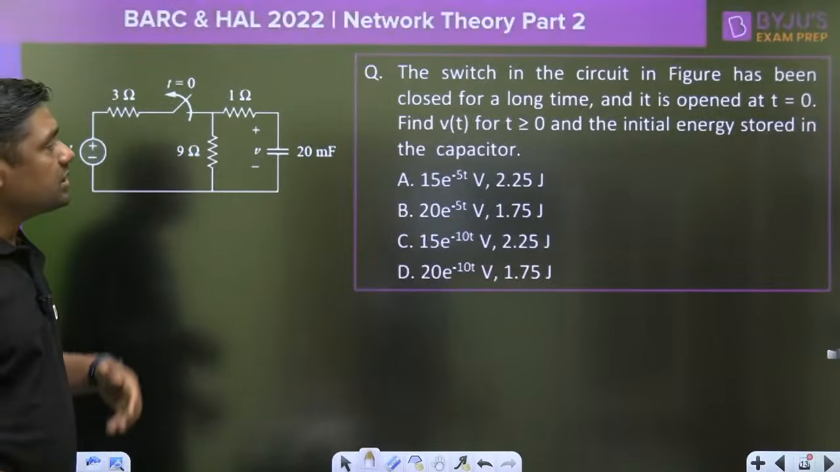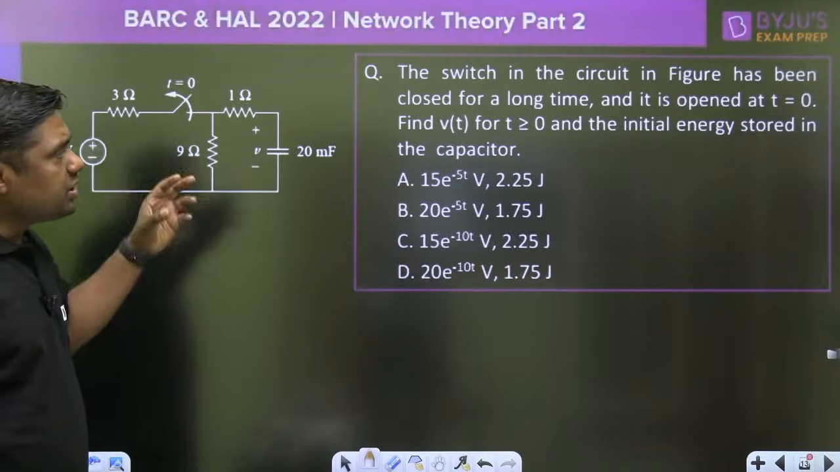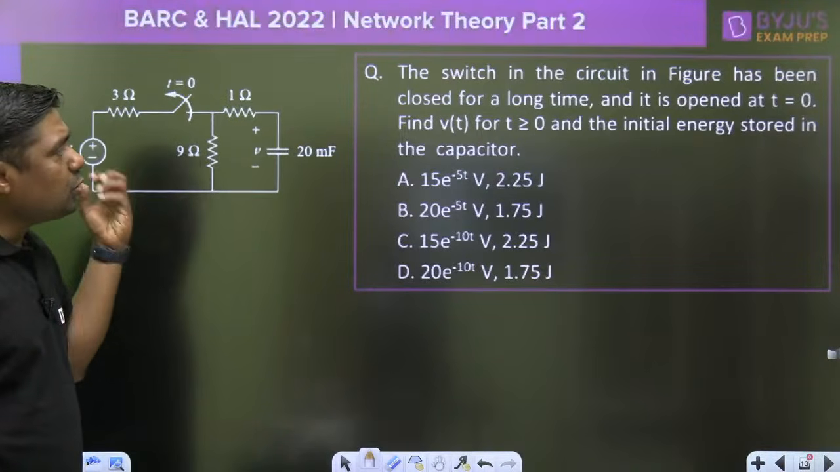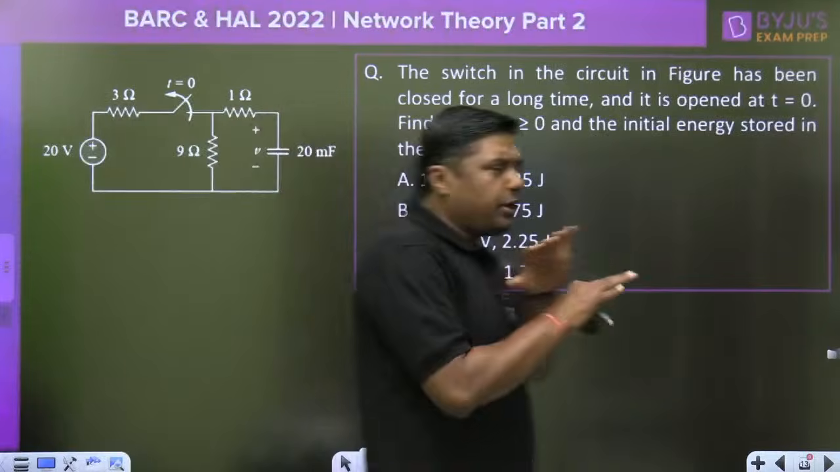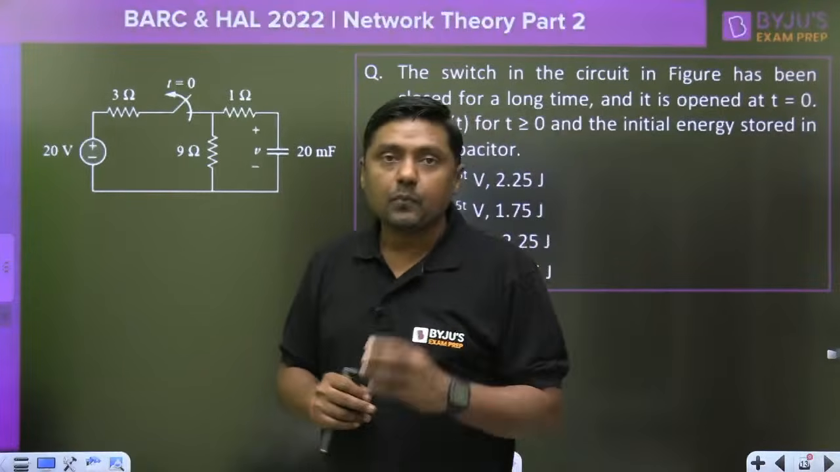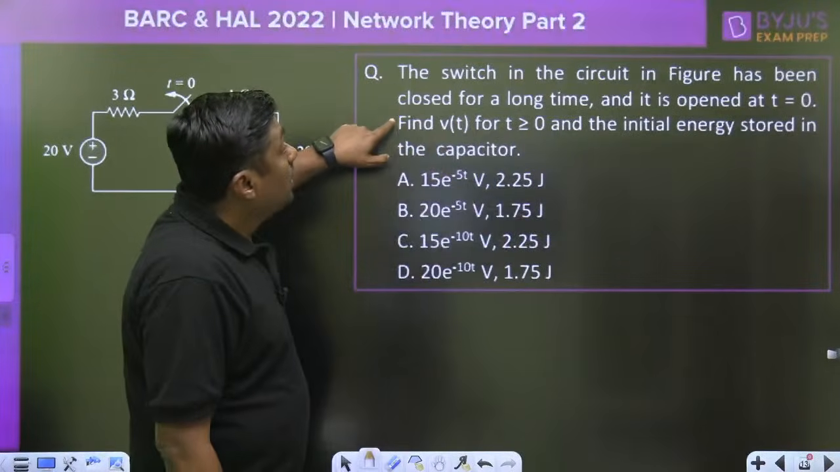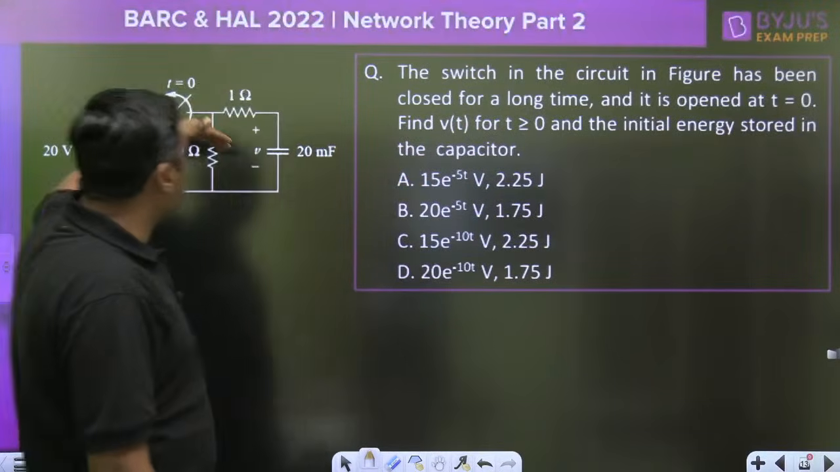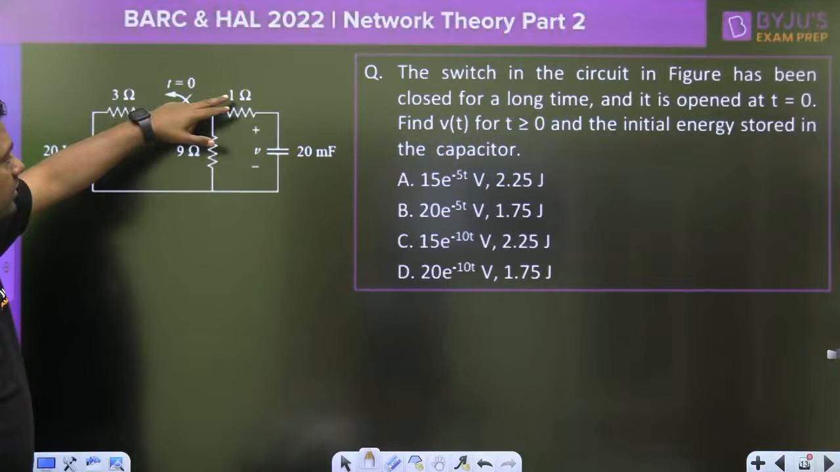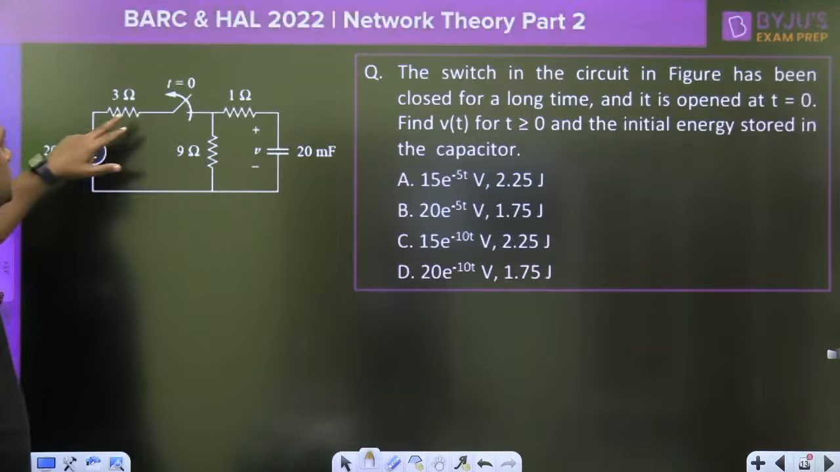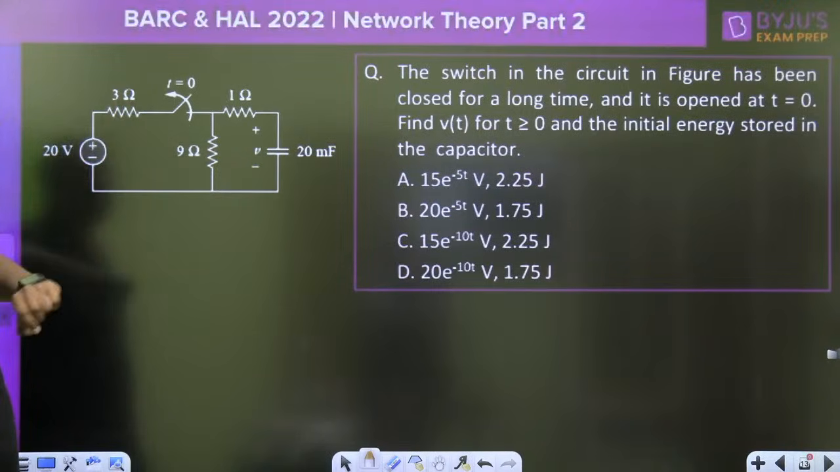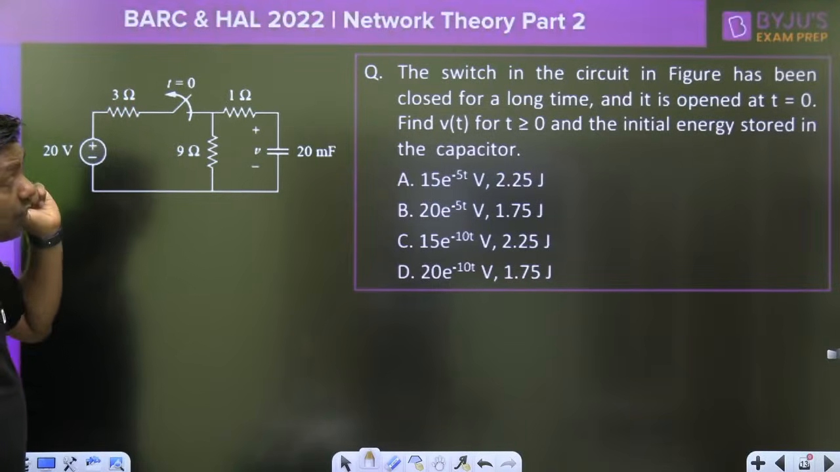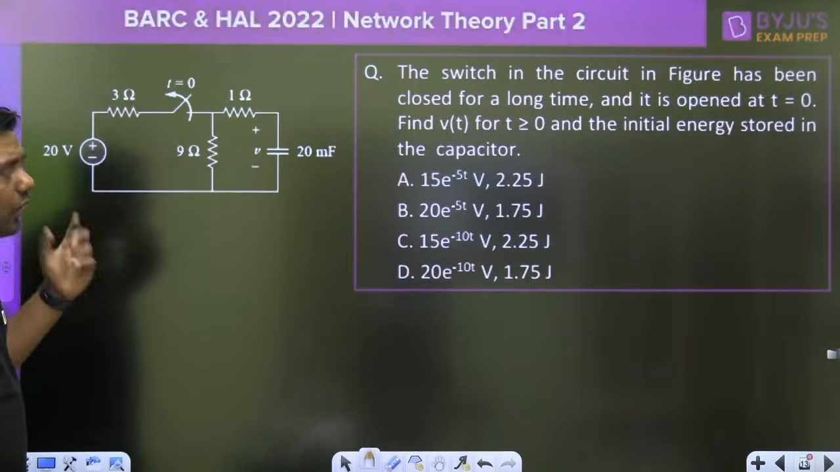चलिए इसका आंसर बहुत तेजी से आप लोग बता दीजिए. The switch in the figure has been closed for long time, right? स्विच को हमने क्लोज कर दिया for long time के लिए. And it is open at t equal to 0. अब आपने exactly at t equal to 0 स्विच को ओपन भी कर दिया. This is the 1 ohm resistor, 9 ohm, that is the 20 millifarad, 3 ohm. Exactly at t equal to 0 switch is open. Find V(t) for t greater than 0. What will be the equation?